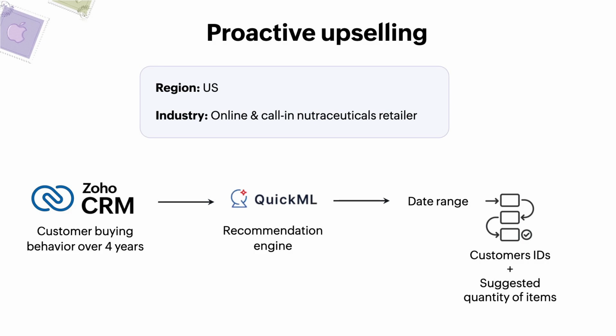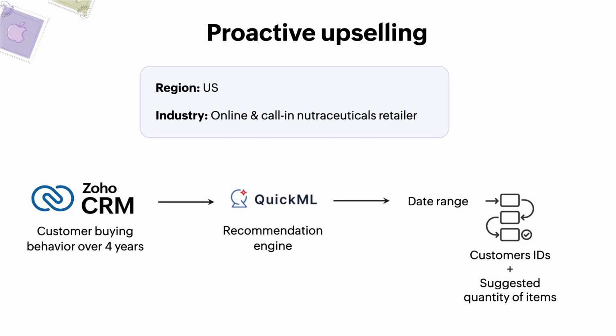So this is a nutraceutical seller in the US. They sell a lot of vitamins. They had sales data for 4 years going back in CRM. So they knew exactly what customers are regular customers, how frequently do they come back again, what are the products that they're buying, and how their entire journey has been in terms of the number of products that they've progressed to buying.